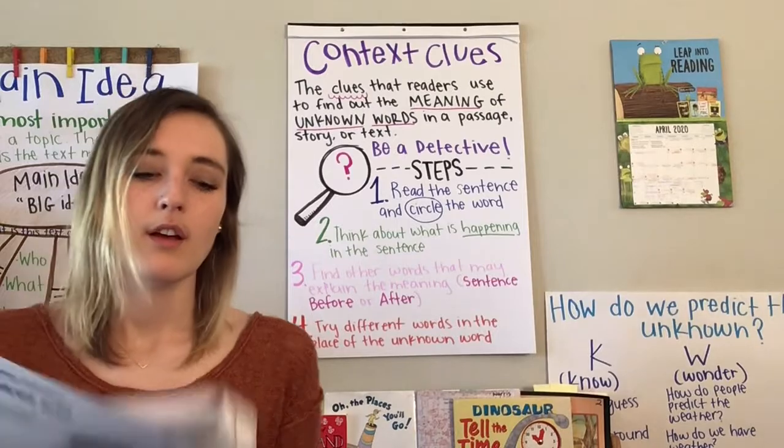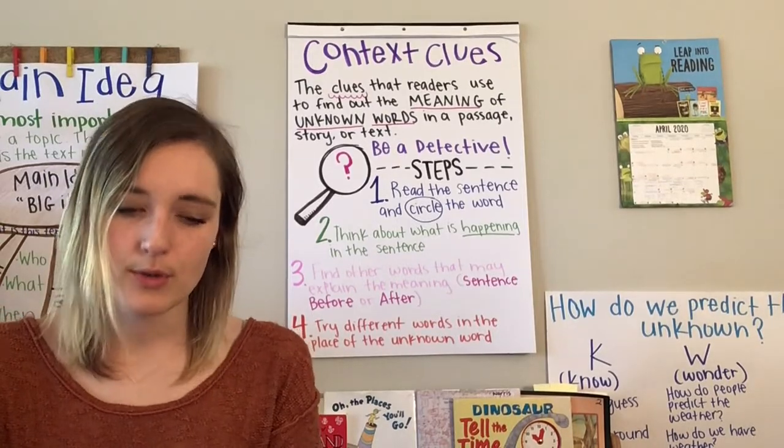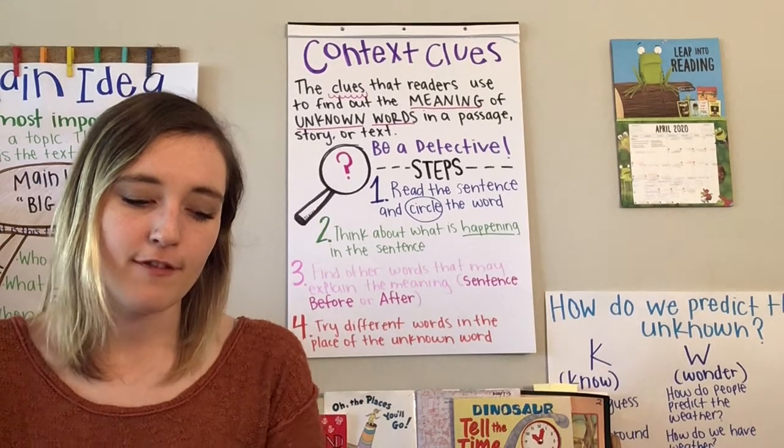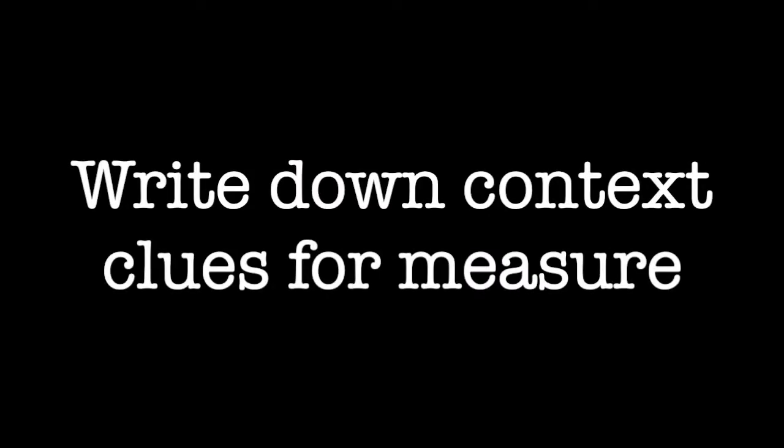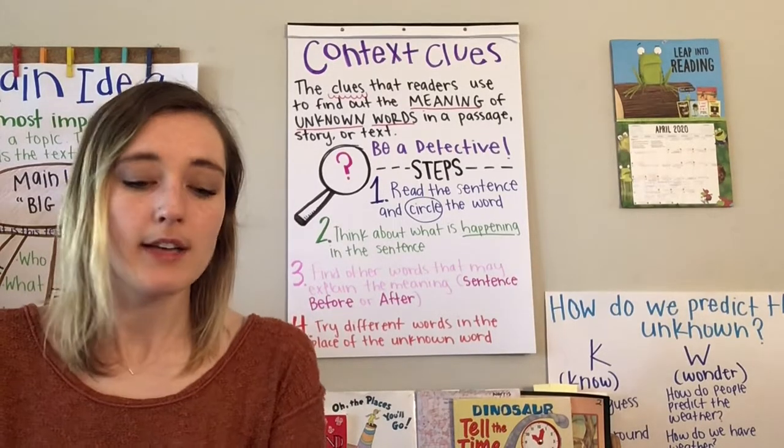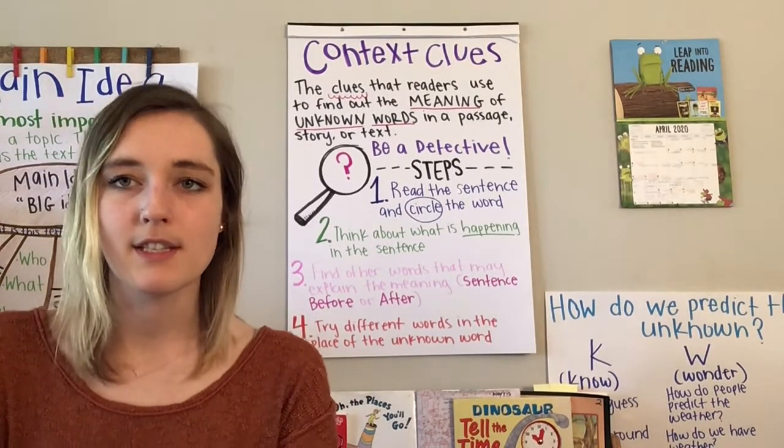So for context clues, go to your graphic organizer. For context clues, I would copy and paste the first sentence in paragraph 2. Quote, how do scientists track these weather patterns? Scientists measure different weather features, unquote. So you have kind of 2 sentences for the context clues. So after you're writing down context clues for measure, what we're going to do is come up with a definition.